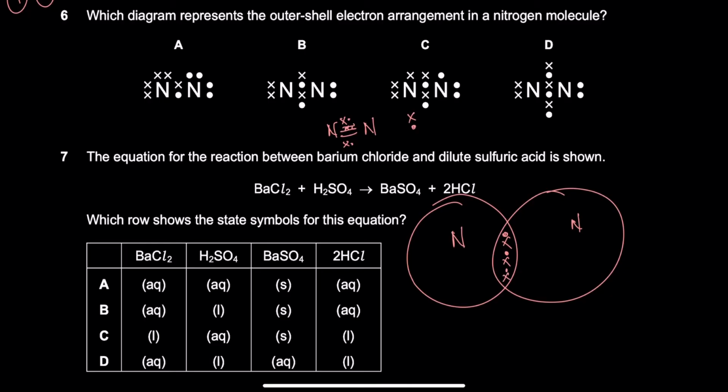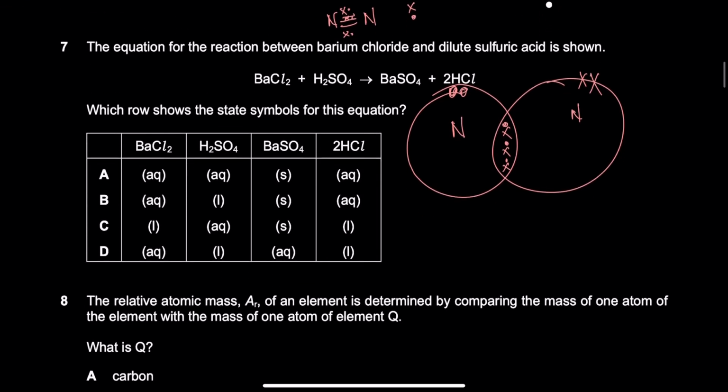And nitrogen, since it's in group 5, this nitrogen will share 1, 2, 3. This nitrogen will share 1, 2, 3. So since it's in group 5, it's sharing 3. 2 will be left here, 2 will be left here, right? And if you check your options, D is the right option. Here they've added crosses on the left, I did it on the right. Doesn't make a difference. The sharing is the same, right? So D is the right option.